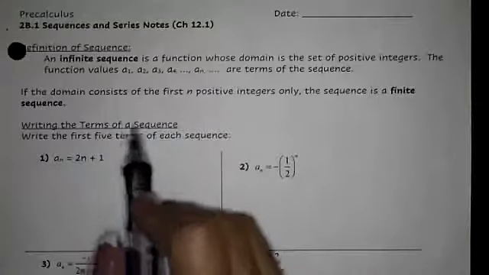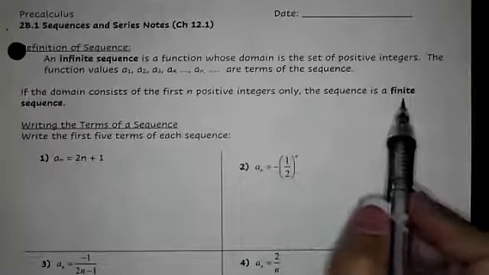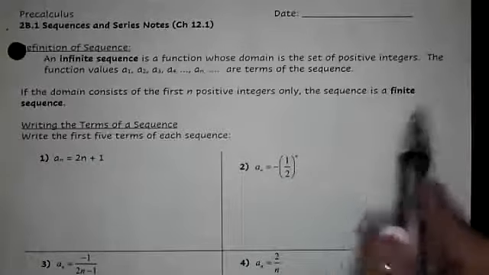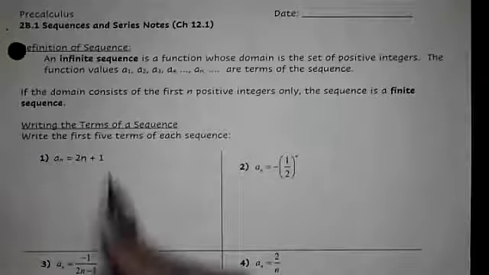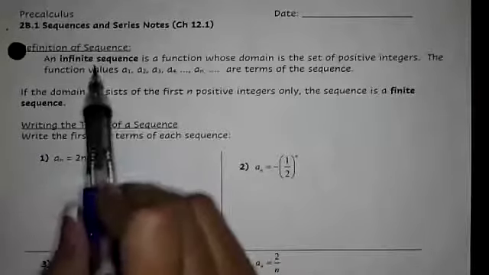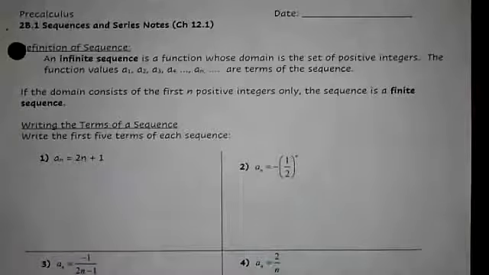If the domain consists of the first n positive integers only, the sequence is then a finite sequence. So finite means only a certain amount of terms, like the first 5 terms or the first 10 terms or the last 6 terms. The infinite sequence would be a sequence that goes on forever with an infinite amount of terms.